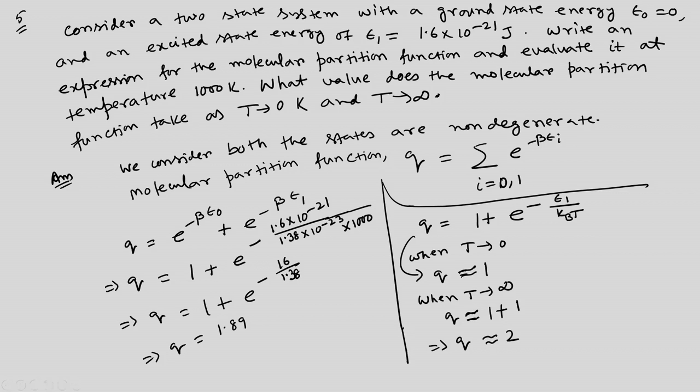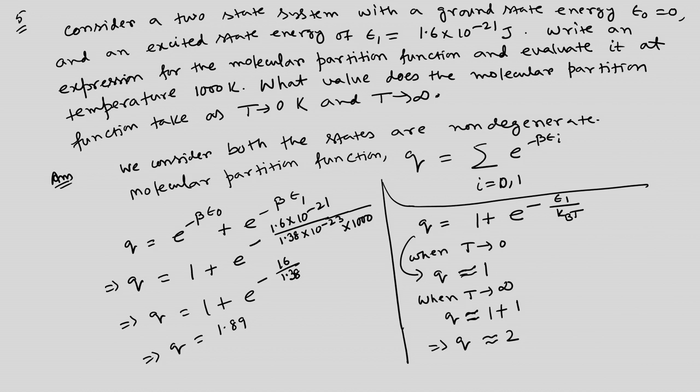Okay, so this is again a very simple problem. It takes care of the concept of the molecular partition function. What we did here: we considered the expression for the molecular partition function Q. Since two states are available, Q is the sum over i, where i goes from 0 to 1, and nothing is mentioned about the degeneracy of the states, so we considered non-degenerate states here. So Q is the sum over i from 0 to 1 of e to the minus beta epsilon i. Expanding it, we get Q is e to the minus beta epsilon naught plus e to the minus beta epsilon 1. The value of epsilon naught is 0, so the first term gives e to the minus 0, e to the 0, which gives 1. And the second term is e to the minus beta epsilon 1.